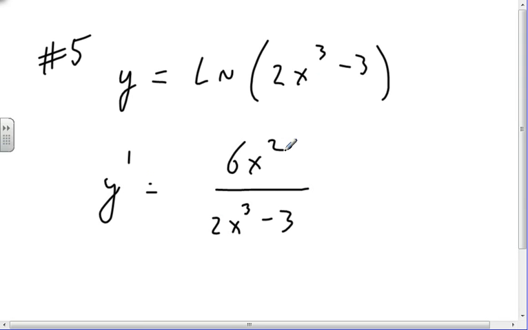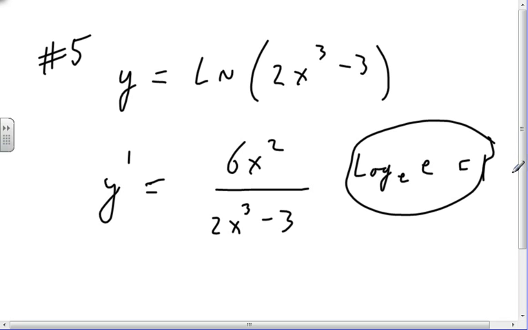Do you have log natural after that? Definitely not. Why not? Look at your formula. Look at your formula on page 776. It just says 1 over u du dx. Now, ask yourself, what is the log base e of e? 1. So you could have done that, but if you did, you would have gotten 1, and it's not.